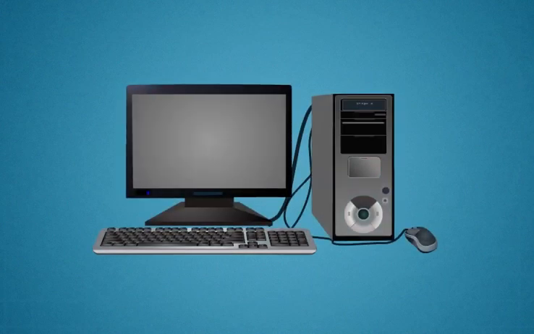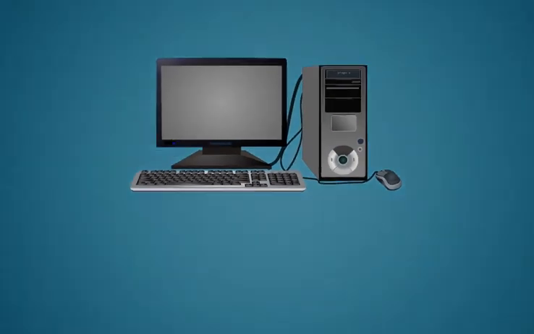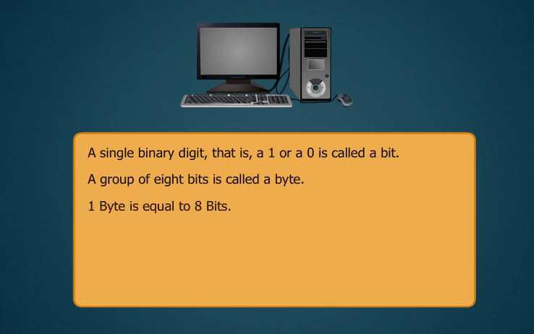Let us also know how computer stores data in its memory. Computer stores all information in just 2 digits, 0 and 1. A single binary digit, that is, a 1 or a 0, is called a bit. A group of 8 bits is called a byte. 1 byte is equal to 8 bits.